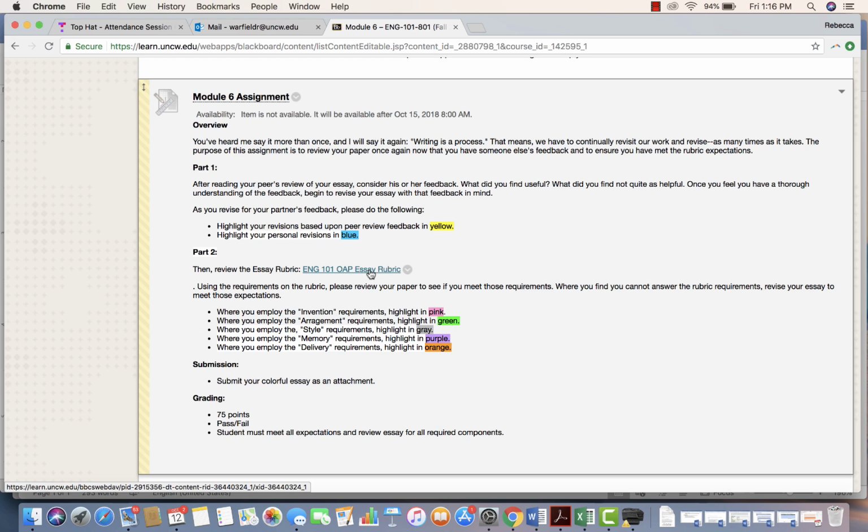Students must meet all expectations and review the essay for all required components. So at some point in your essay, I should be seeing yellow, blue, pink, green, gray, purple, and orange. There should be nothing missing. If there's something missing, you better add it back in and highlight it. So let me know if you have questions about that.